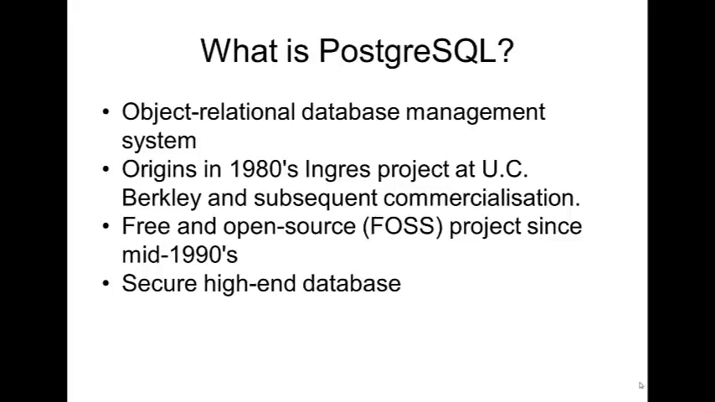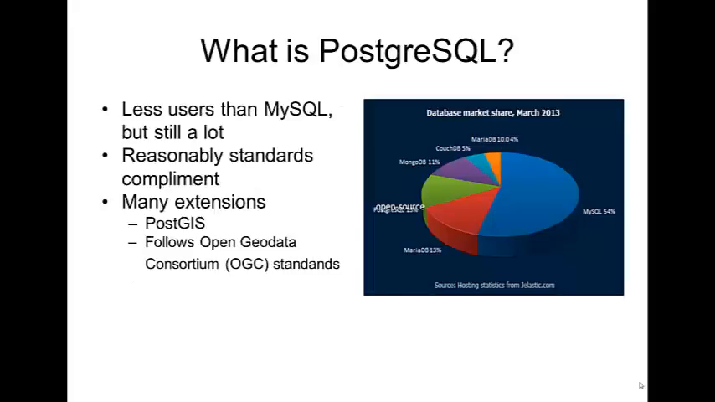It has origins in the 1980s in the Ingres project at UC Berkeley, California, and they subsequently commercialized the database product as the Ingres database. The business didn't survive, probably since the mid-1990s, but they made it an open source project and made it freely available to the community since 1990. It's a secure, high-end database. Companies run their databases on Postgres. It's a fully functional relational database with commercial strength. It's not the most popular.